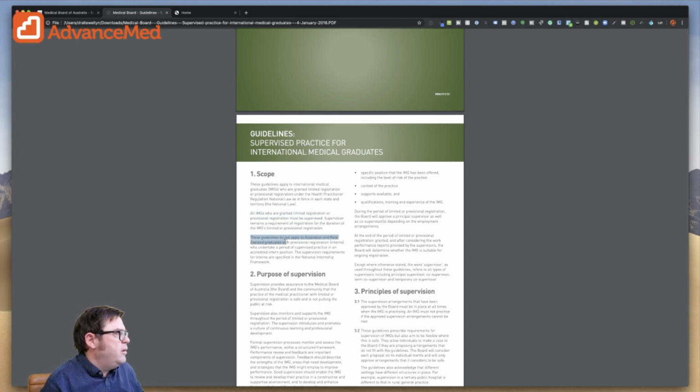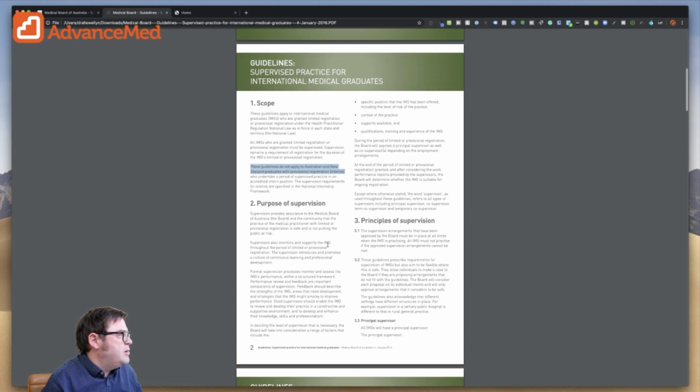They don't apply to Australian and New Zealand graduates with provisional registration, interns, who have their own rules for supervision. So the purpose is to set out the assurance that the Medical Board of Australia provides the community about the practice of medical practitioners and monitor and support IMGs throughout that period of limited or provisional registration, mainly with the aim to get you to general or specialist registration.